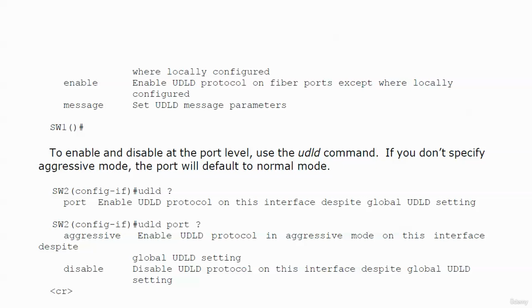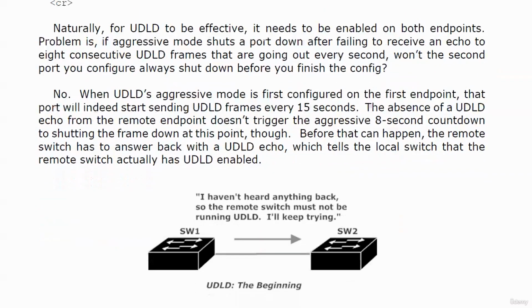And naturally, for anything like this to work, it has to be enabled on both ends, right? I mean, otherwise it's not going to do us much good. But there's a conundrum in there, because if aggressive mode shuts a port down after failing to get a message back in echo to 8 consecutive UDLD frames, and they're going out every second, won't the second port you configure always shut down before you finish the config? You see what I'm saying?